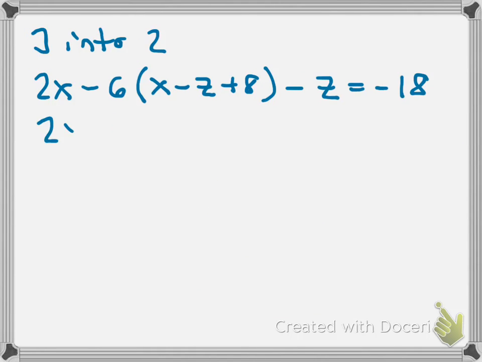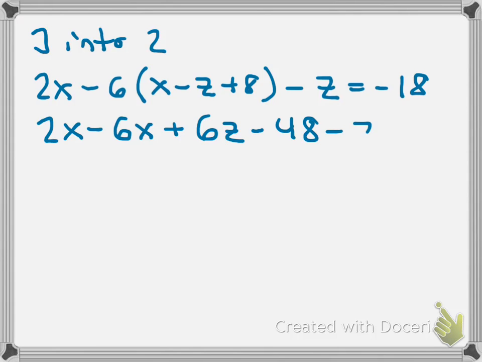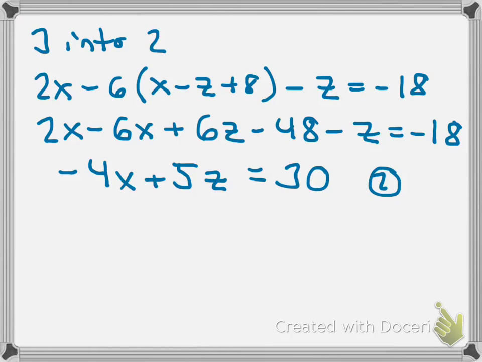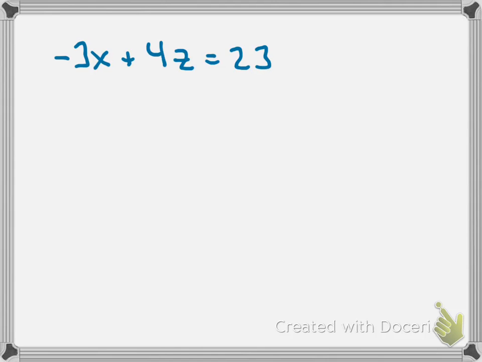Again, I have to distribute a negative 6, so that's a potential landmine. I have all the work here, and I do end up with negative 4x plus 5z equals 30, and that is my new equation 2. So now I have a system with two variables, x and z, and I want to solve that system.